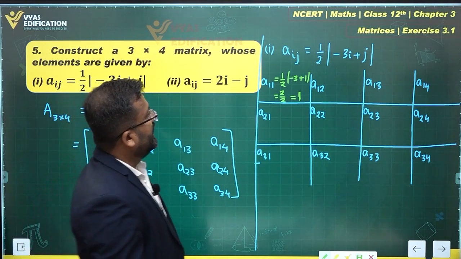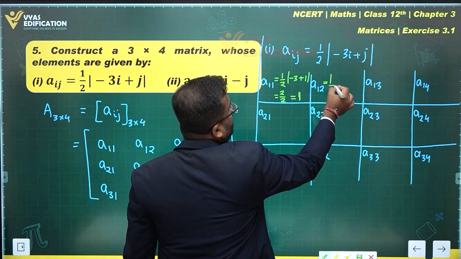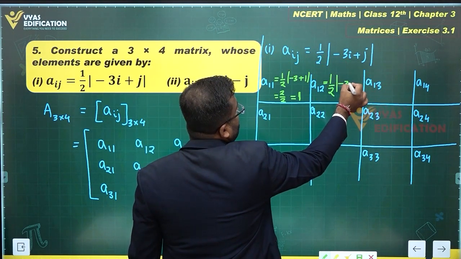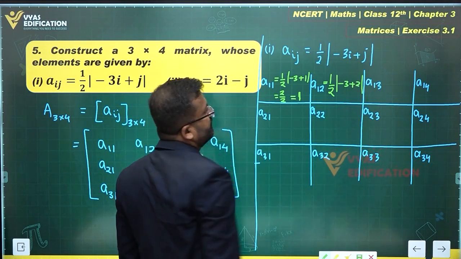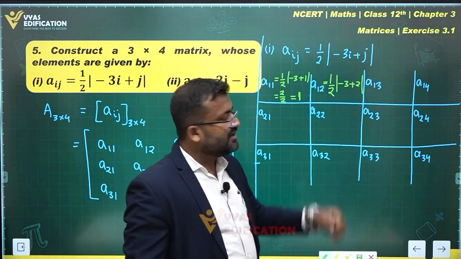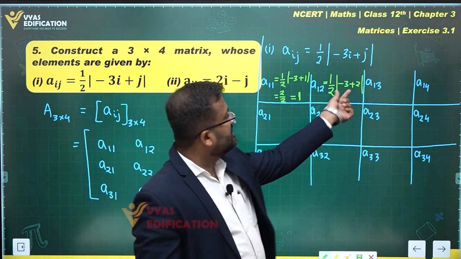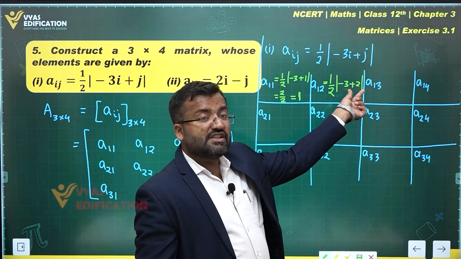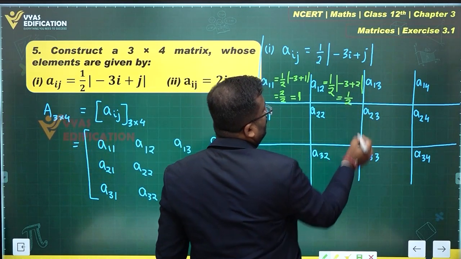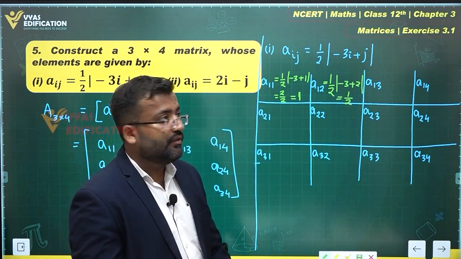Next, A12. A12 would be equal to 1 by 2 modulus of minus 3 times 1 plus 2. This is what you get. What is this equal to? This is minus 1. The modulus is 1 upon 2. So this is equal to 1 over 2.